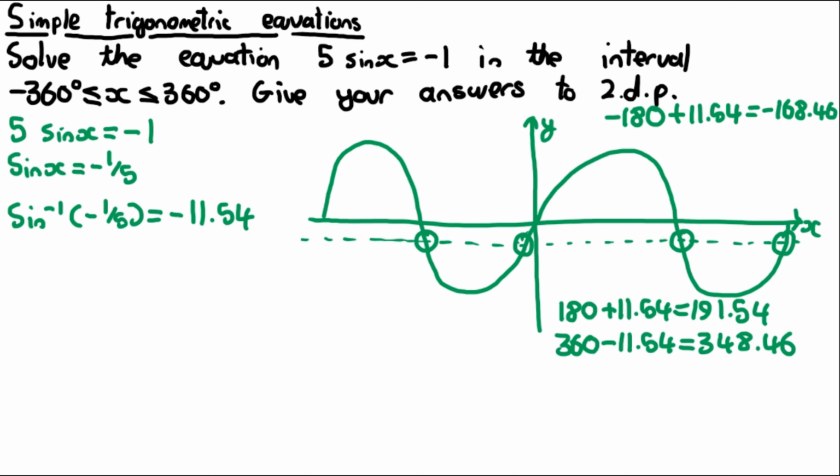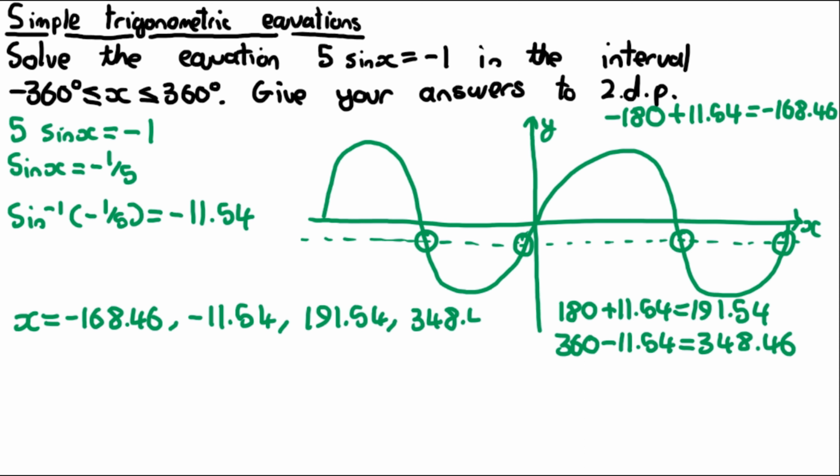348.46. So x is equal to minus 168.46, remember it's two decimal places, minus 11.54, 191.54, and 348.46. I get that's quite lengthy, but it's going to be worth a lot of marks, remember, and it might be quite difficult just from looking at first time. Once you do enough examples, it will get a lot easier of understanding the symmetry. And again, a really useful trick is to check your answers by putting these solutions back into this equation at the top and seeing that it does give out minus 1.